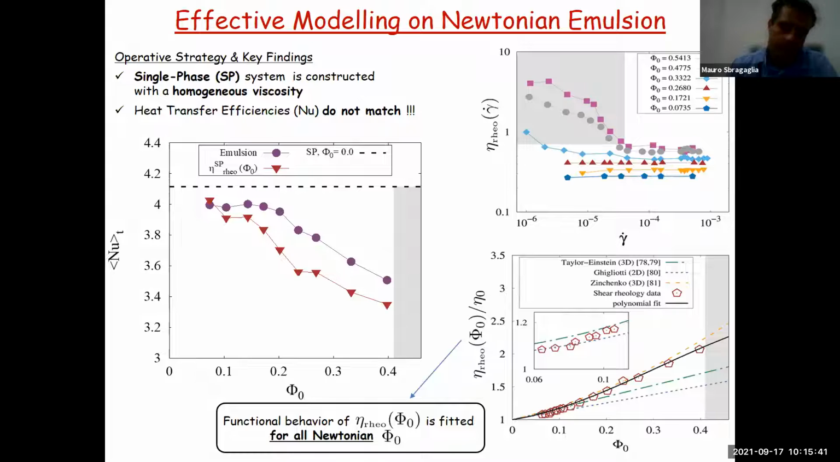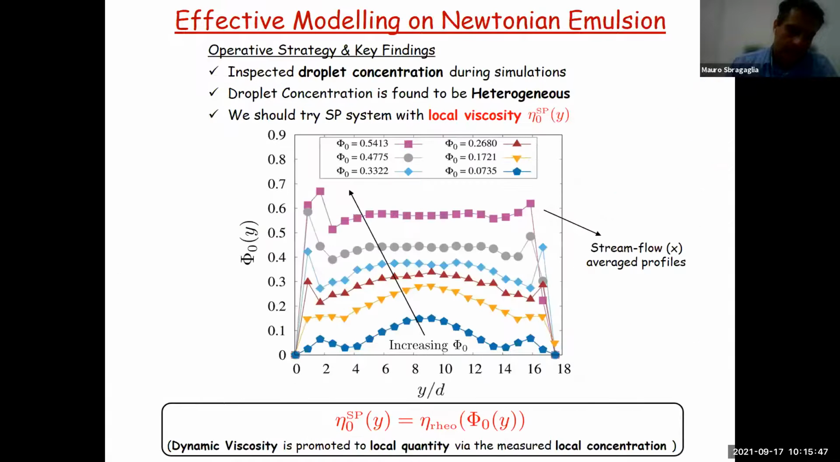So we inspected a bit better the system during the convective dynamics. And what we observed is that the concentration of the droplets is not homogeneous in space during convection. And this poses an important question on whether we have to choose a local viscosity or not. I mean, we know the viscosity as a function of the concentration, but if the concentration is not constant in space, probably we have to design a single phase system simulation with a local viscosity, where the local viscosity is a function of the local concentration.